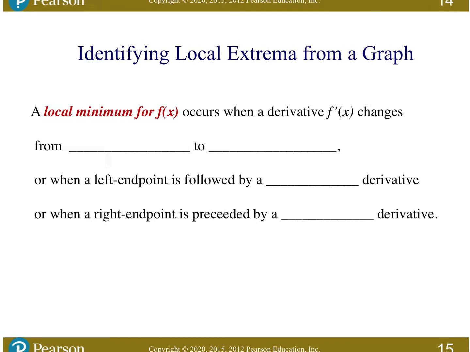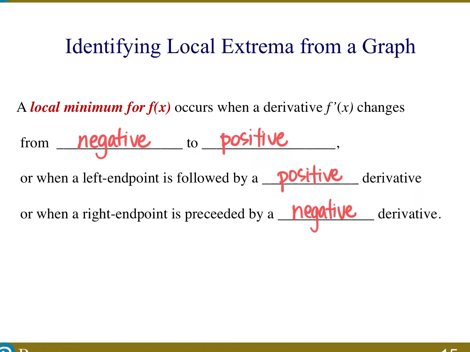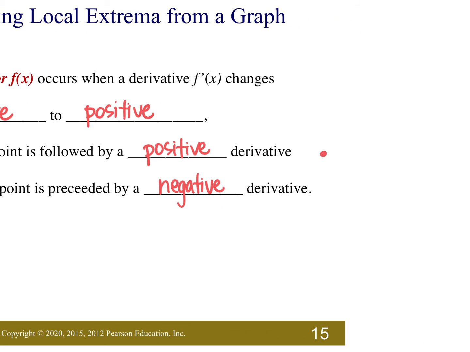The reverse is true for your mins. Okay, we already know that a minimum would occur when I change from negative to positive. But a minimum can also be when the left endpoint is followed by a positive derivative or preceded by a negative derivative. And it just sometimes helps to just draw it. A left endpoint followed by a positive derivative going up. So you know that you have a min here.